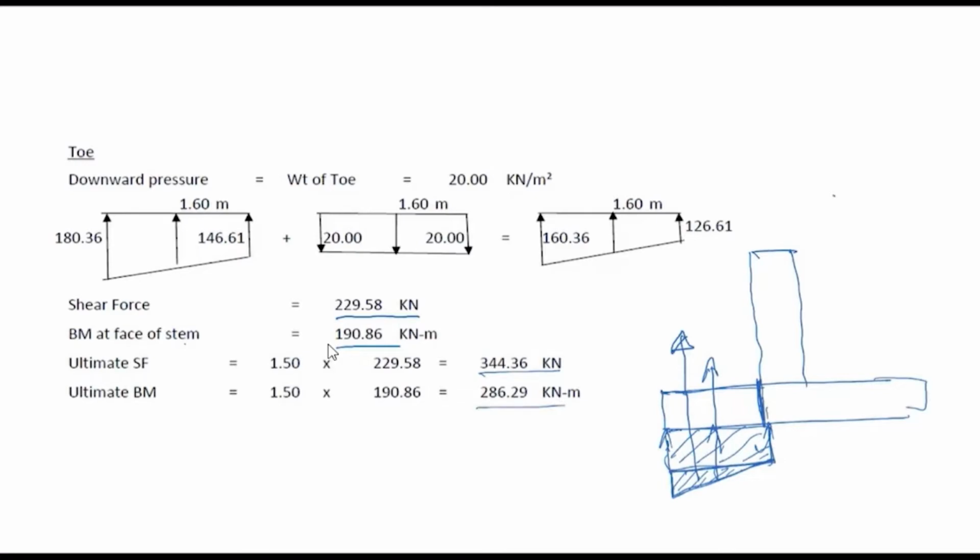Now we have the factored shear force and bending moment for the stem at this point, and at some point also for curtailment of reinforcement. We have also got the maximum factored shear force and bending moment for the toe slab and heel slab, for the toe slab at this point and for the heel slab at this point.